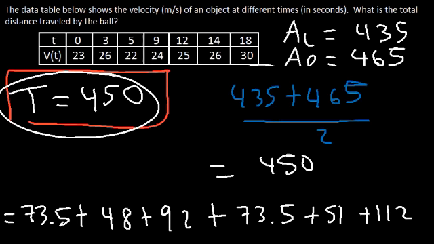The area of a velocity time graph represents the displacement. So the displacement of the ball is 450 meters. And since the ball is moving in the same direction, the velocity is never negative, it never changes direction. The total distance traveled by the ball is also 450 meters. Now that's it for Riemann sums and trapezoidal rule. Let's move on to a different topic.